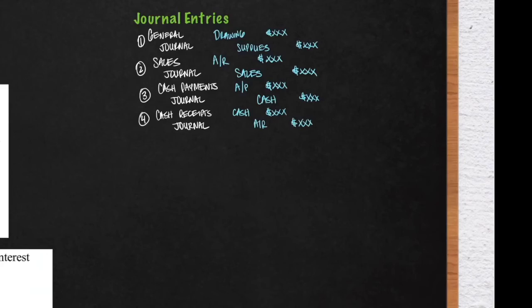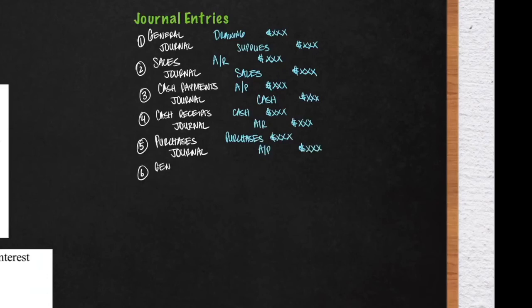Number 5, purchases on account. So the company bought something on account. If that's the case, that belongs in the purchases journal because you're going to debit purchases and credit accounts payable. The rule there is you're buying something on account and it's AP. Number 6, adjusting journal entry for supplies used. As I stated earlier on, any adjustments or closing entries belong in the general journal. The debit there is supplies expense and the credit is supplies.